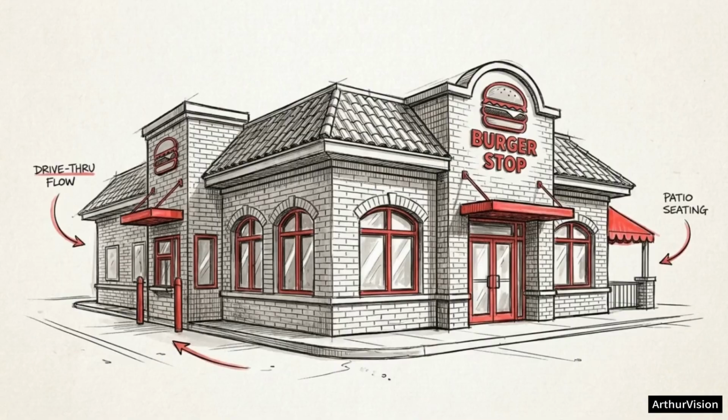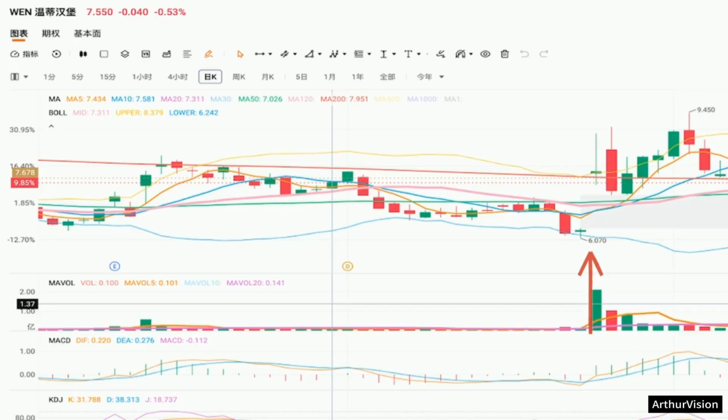Now we pivot to Wendy's. Consumer blue chips lack the explosive growth needed for vertical breakouts. Instead, they tend to oscillate within predictable value ranges. In this environment, chasing a breakout often means buying the local top. So the strategy shifts to pullbacks, capturing the stock when it's temporarily undervalued.